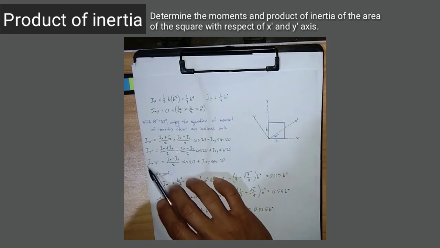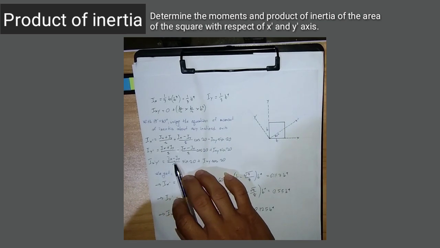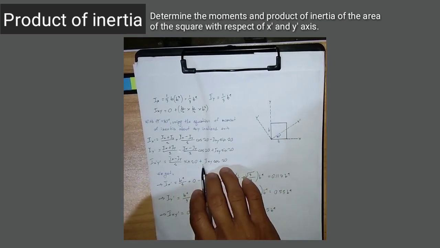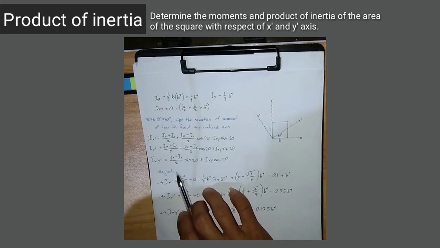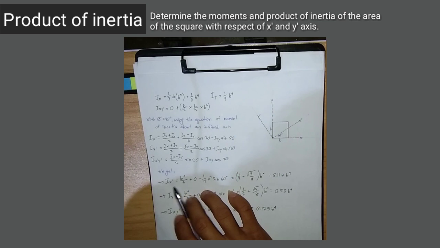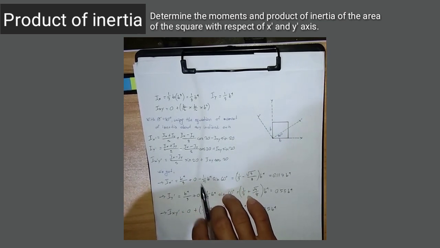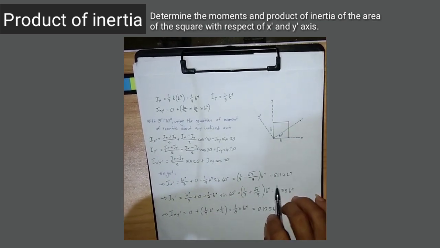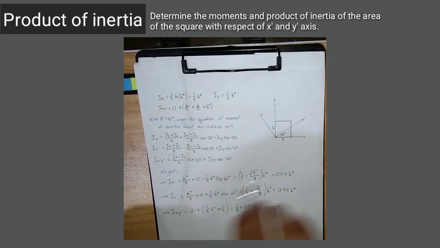For the product of inertia along the x and y axis, we have Ix minus Iy over 2 sine 2θ plus Ixy cos 2θ. We get inertia along x equals b raised to 4 over 3 plus 0 minus 1/4 of b raised to 4 sine 60, and the final answer is 0.117 b raised to 4.